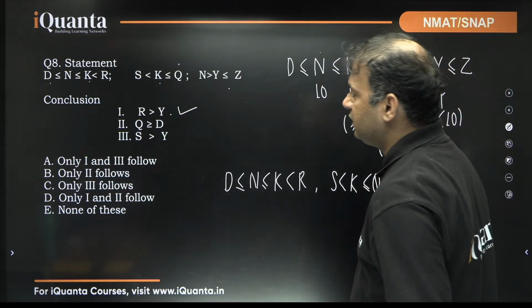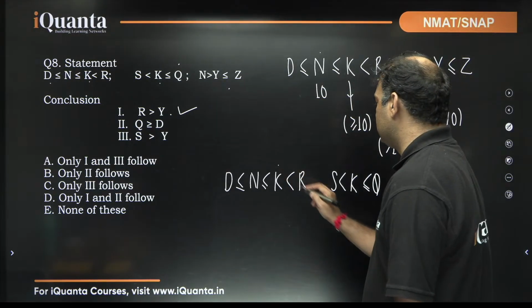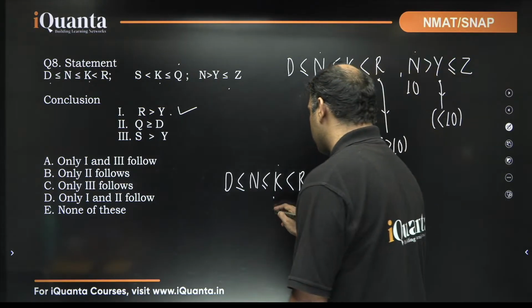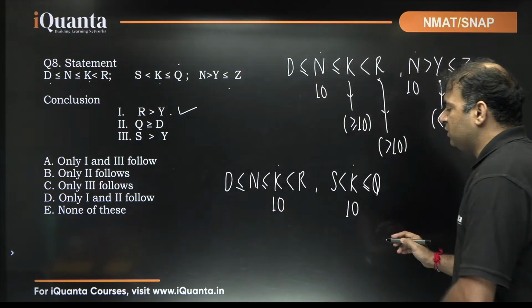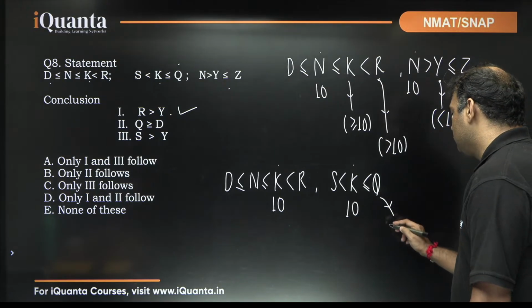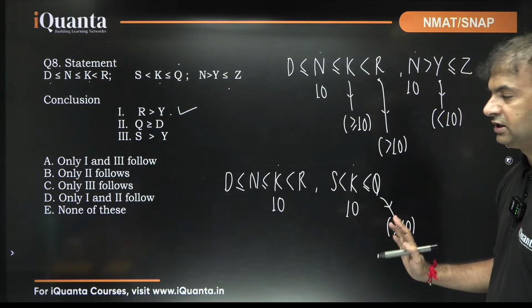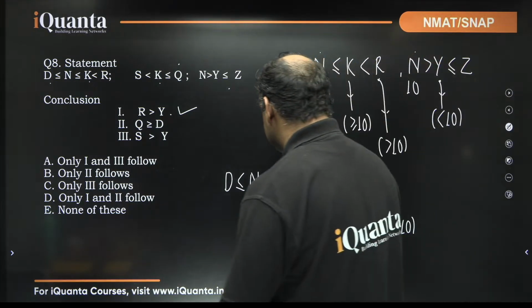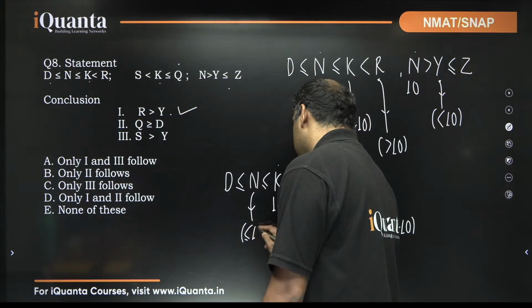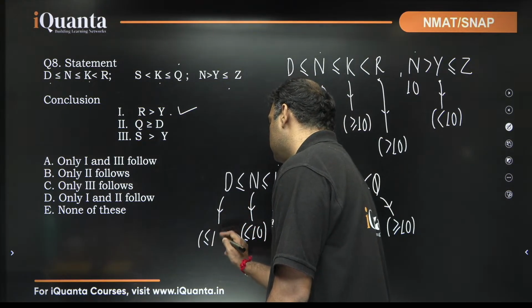Okay, we have to connect Q and D, right guys? The common is K between them, alright. So let us assume for a while that K is 10. So what about Q? We can say Q is definitely greater than or equal to K, so it has to be greater than or equal to 10 for sure because K is 10. Now N is less than or equal to K, so N should be less than or equal to 10, right? And D is also less than or equal to N, so D is also less than or equal to 10, right?